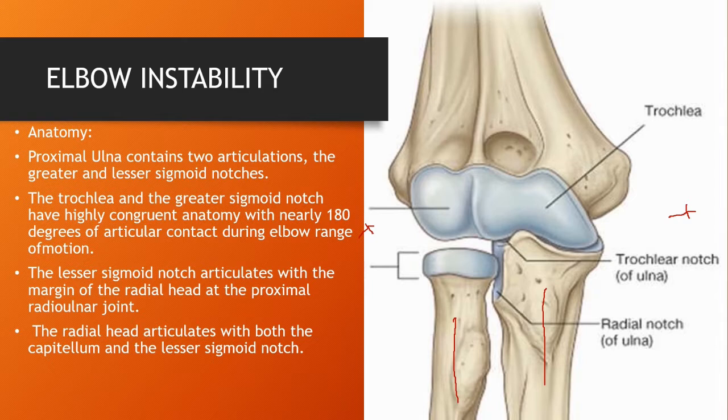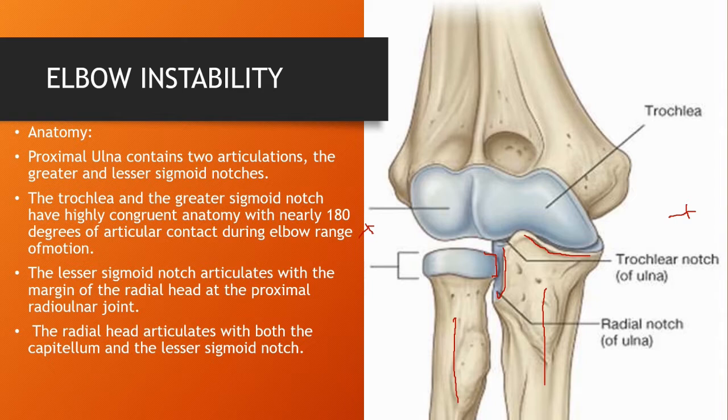The proximal ulna contains two articulations, which are the greater and lesser sigmoid notches. So right here, this is the greater sigmoid notch for articulation with the distal humerus here. This is the lesser sigmoid notch here for articulation with the radial head here. Okay, and those are both anatomic landmarks of the ulna bone.